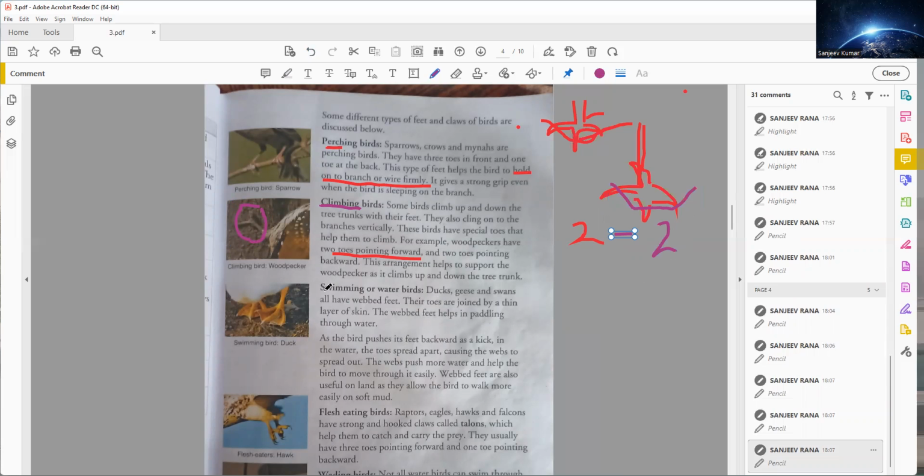Then coming to the swimming or water birds. Swimming birds, we all know, are duck, geese, swans. So they all have webbed feet.